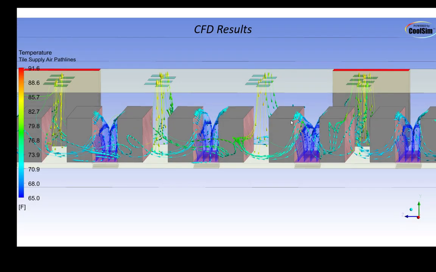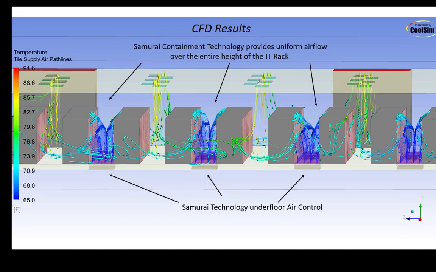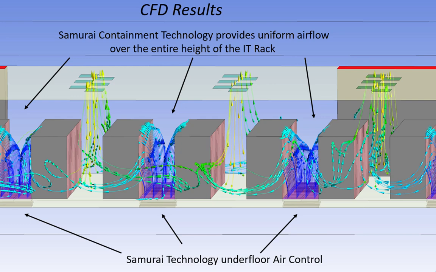Using the same model and underfloor pressure, but now with the Samurai containment technology, you can see in these results that the airflow comes up higher into the IT rack inlets, and due to the unique underfloor geometry, the air is directed up into the IT cabinet. The key benefit of the Samurai technology is cool air from the subfloor is directed higher up into the cabinet than other standard perforated tiles.